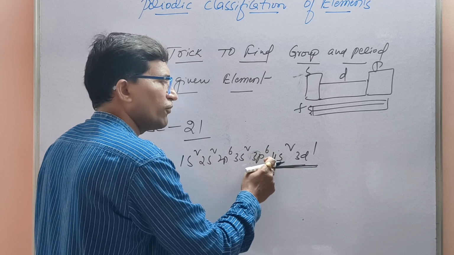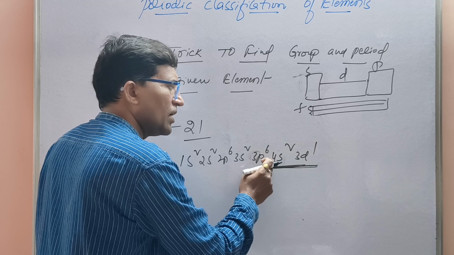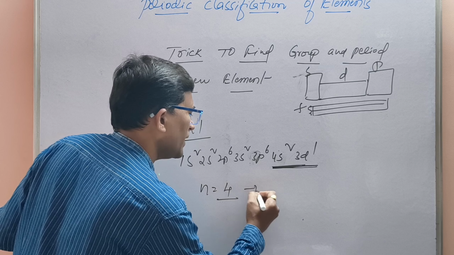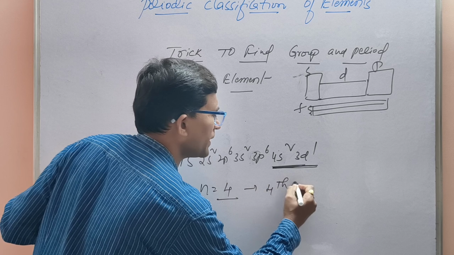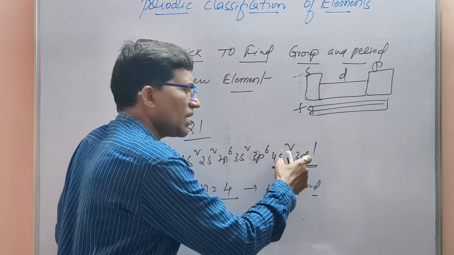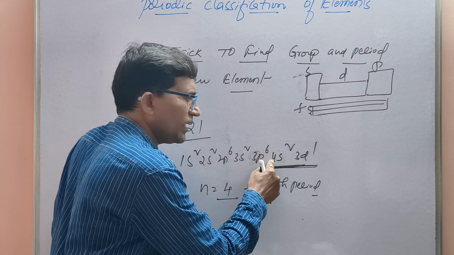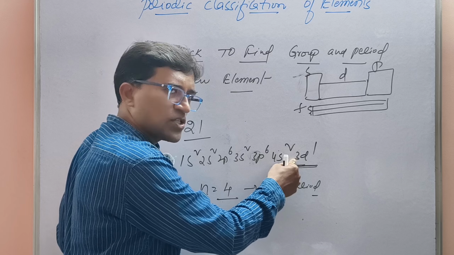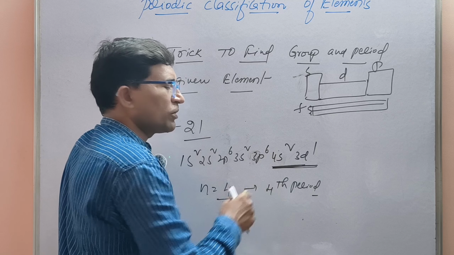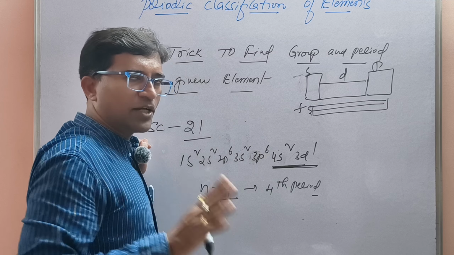So after filling 4s, the electron is going to enter into 3d. So here the n value becomes how much? 4. So hence it belongs to the 4th period. In this case, you have to take among these two, whichever has the higher n value. Here n value is 4, here n value is 3. So n equal to 4 means that is the 4th period. The element belongs to the 4th period, well and good.